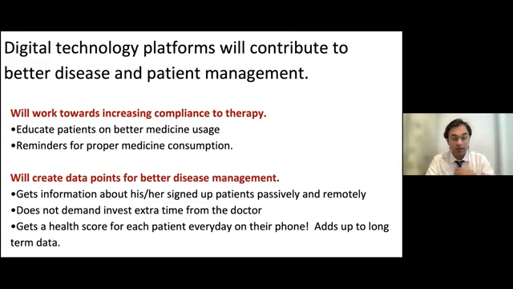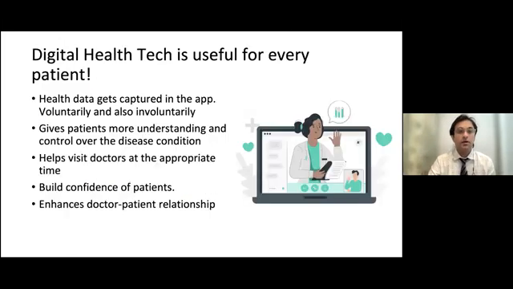So those data points give me peace of mind that I can sleep, this patient is doing better. So similarly, we can use this for the OPD patients. We get a health score for each patient every day on our phone, so we can add up to the long-term data. So I would say digital health tech is useful for every patient and doctor.